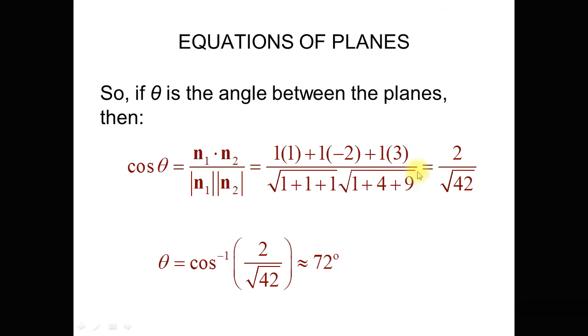So after simplification we obtain 2 divided by square root of 42, and theta will be equal to cos inverse of 2 divided by square root of 42. Now using a scientific calculator we obtain an angle of approximately 72 degrees between the two planes.